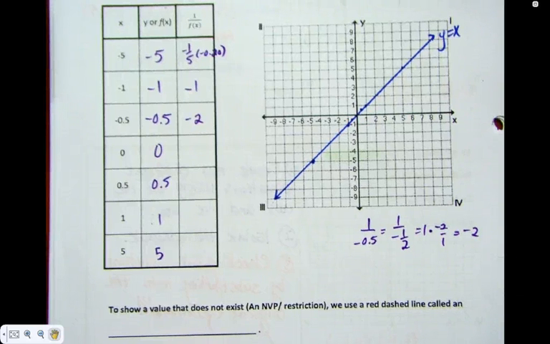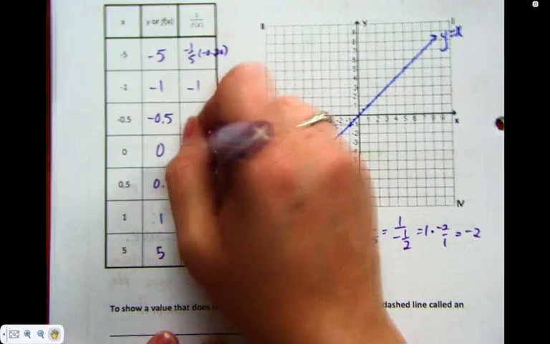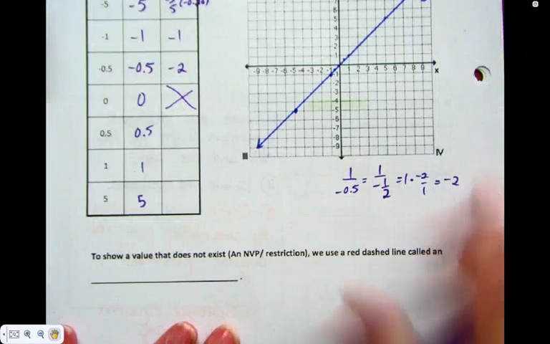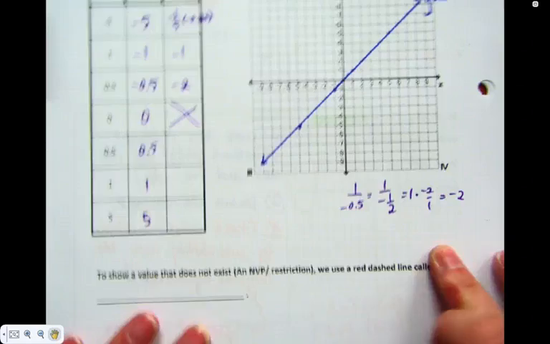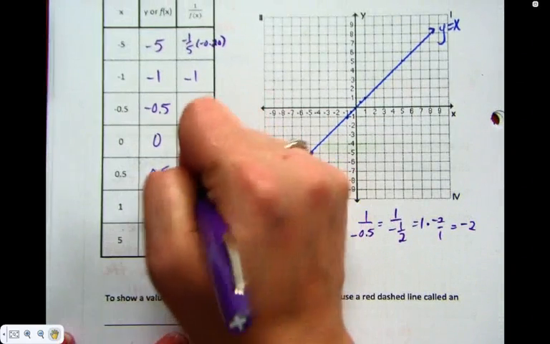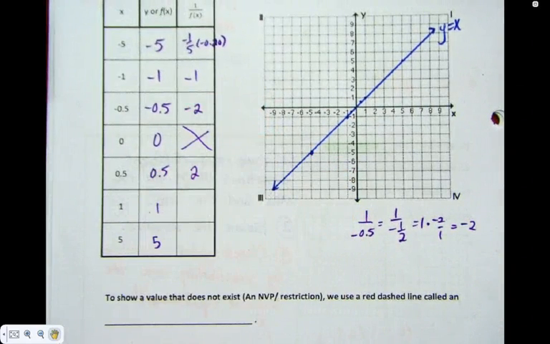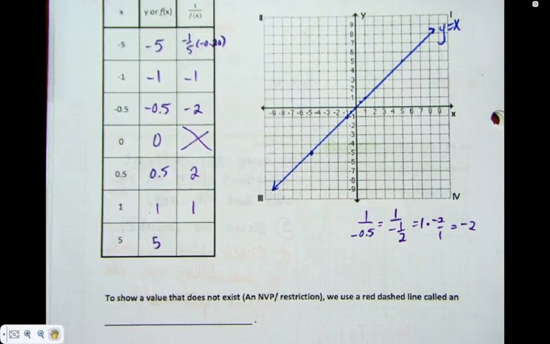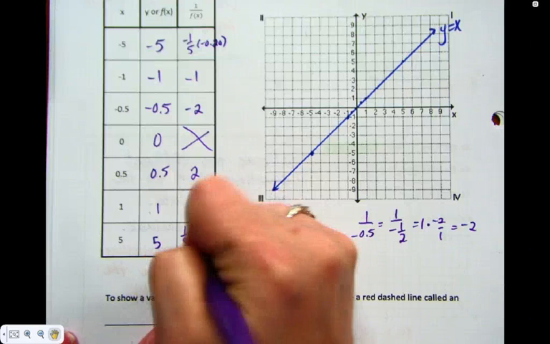One divided by 0. Ooh, whoa. 1 divided by 0. Does it exist? Not possible. 1 divided by 0.5. Well, same work as down here. It's just not negative. So we'll end up giving us 2. 1 divided by 1. And 1 divided by 5. Which is 0.2.